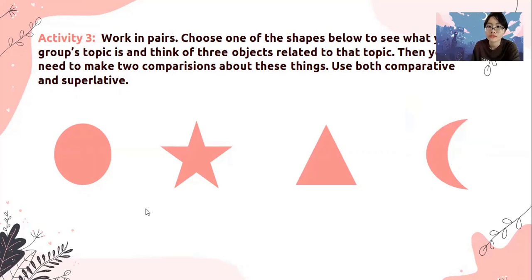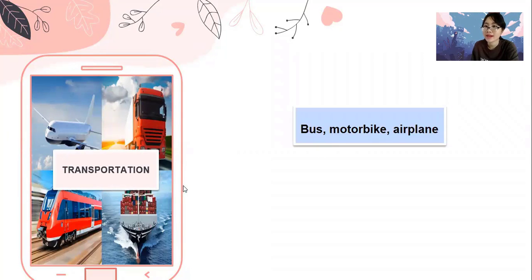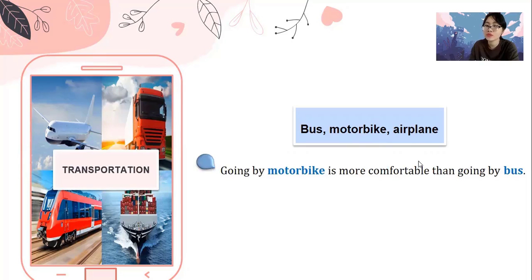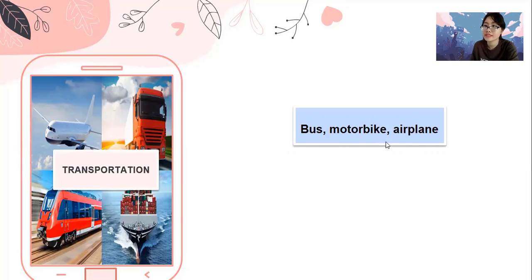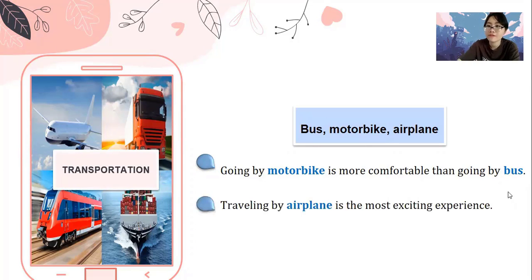For example, I choose this round shape and my topic is transportation. Then I will think of 3 kinds of transportation, such as bus, motorbike, and airplane. And then I make 2 sentences to compare these things. The first one, I use the comparative form. Going by motorbike is more comfortable than going by bus. And the final one, I use the superlative form. Traveling by airplane is the most exciting experience.